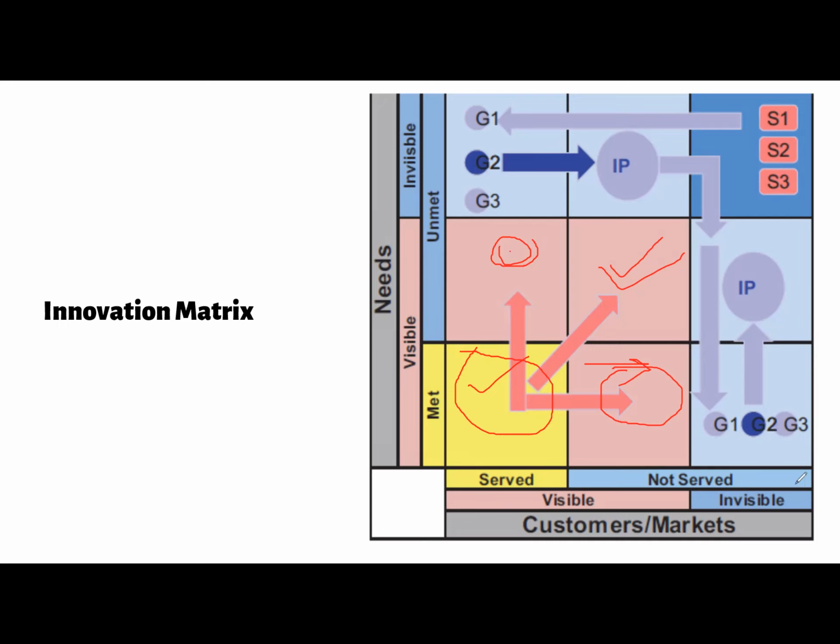And then, of course, there are the invisible markets. If it's invisible, then it's probably not going to be served anyway. There is an invisible market, but the need could be met again. Like the user may have tried to solve the problem in their own way, that there is something they are doing, or they're innovating at their personal level and they're meeting that need, or the need could be unmet. Similarly, the need may be visible or it may be invisible even to the user himself or herself. And these 9 boxes basically help you understand how you can go from here to here or to here.